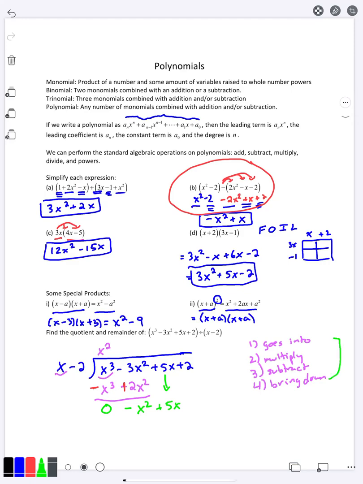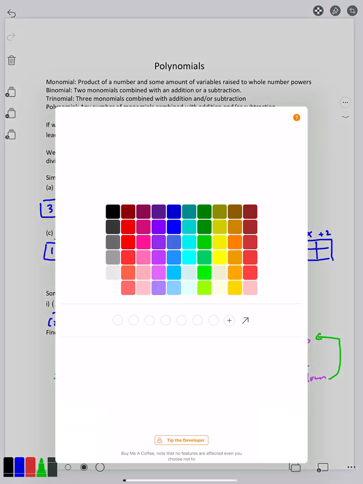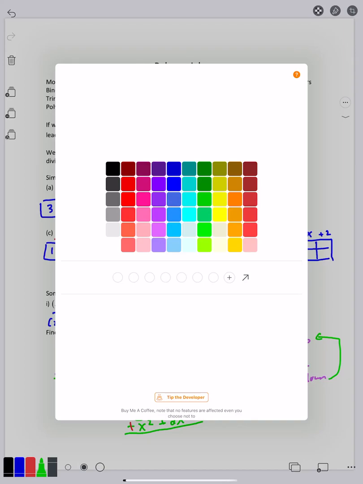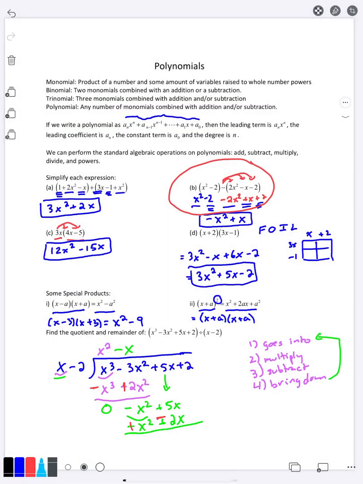Then I'm going to repeat here. So x goes into negative x squared negative x times. Then I do multiply. Negative x times x is negative x squared. Negative x times negative 2 is plus 2x. Then I do my subtraction where I distribute in the negative sign. Negative x squared plus x squared is 0. 5x minus 2x is 3x. Bring down the plus 2.